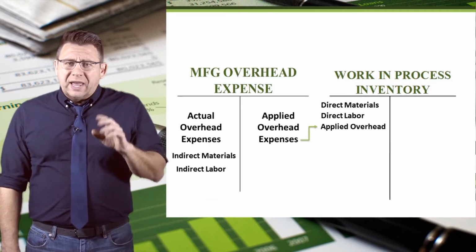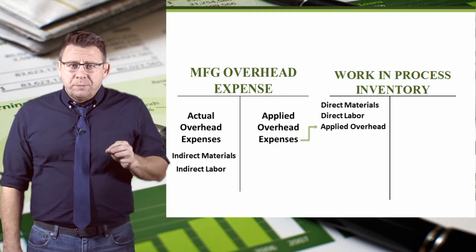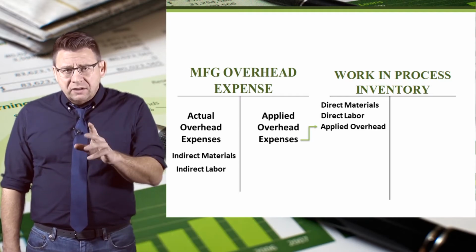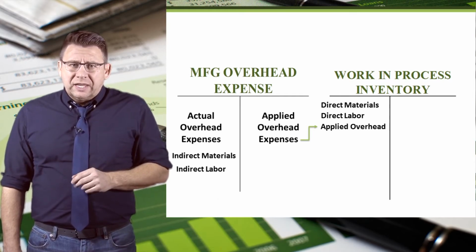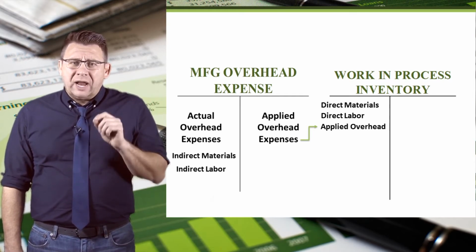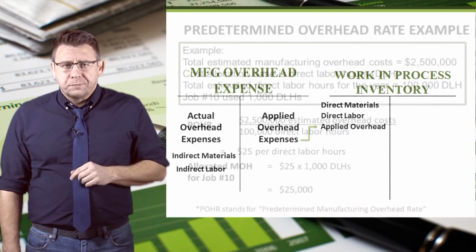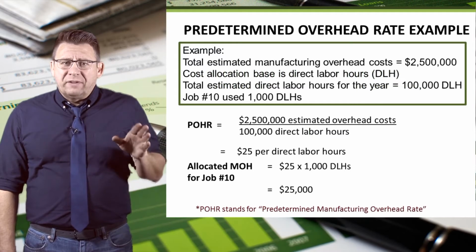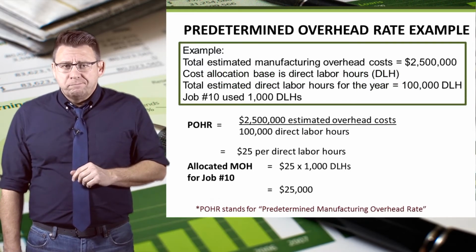So the WIP account is debited for direct materials, direct labor, and applied or estimated manufacturing overhead. It is not debited for actual overhead. It is very important that you remember that. Let's look at an example of how to calculate and use the predetermined overhead rate.